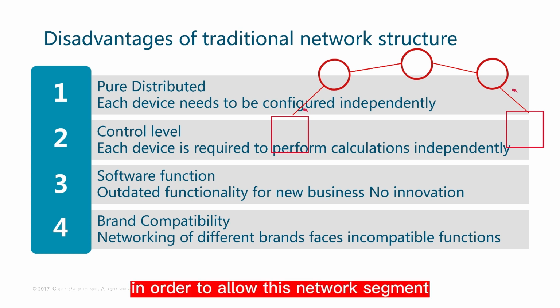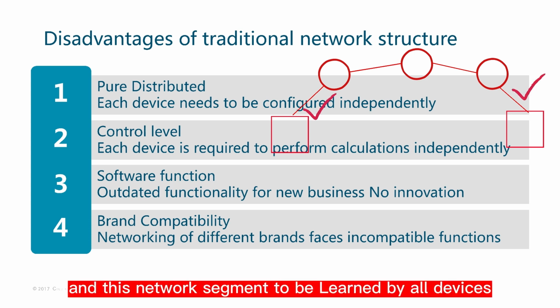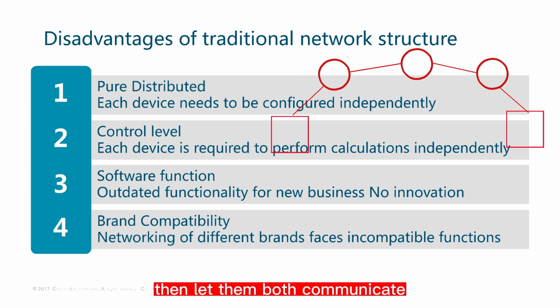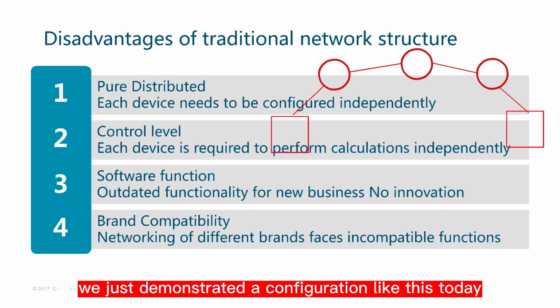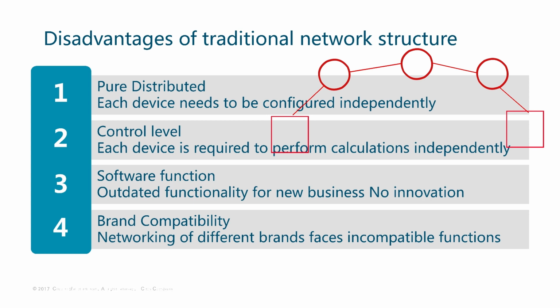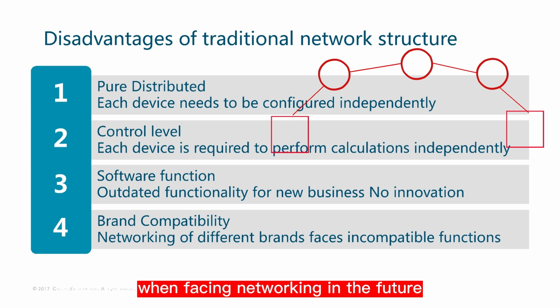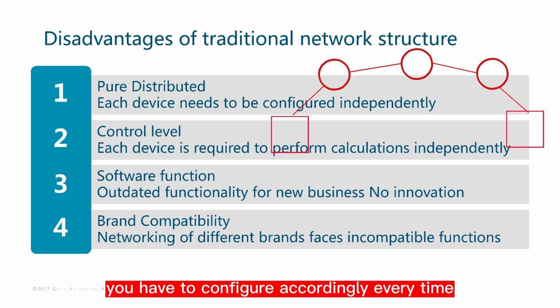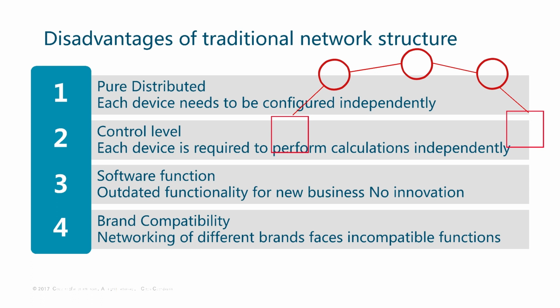In order to allow this network segment and this network segment to be learned by all devices, then let them both communicate. We just demonstrated a configuration like this today. So you will find, when facing networking in the future, only a few devices are fine. If there are many devices, you have to configure accordingly every time. Independent configuration for each device.